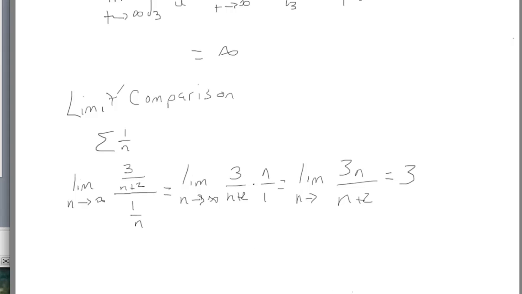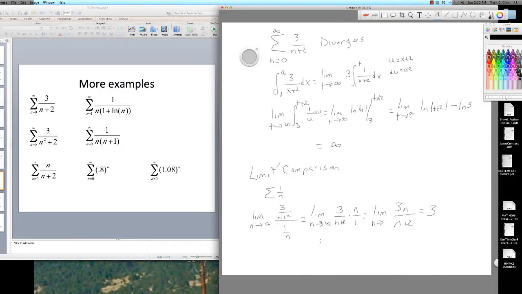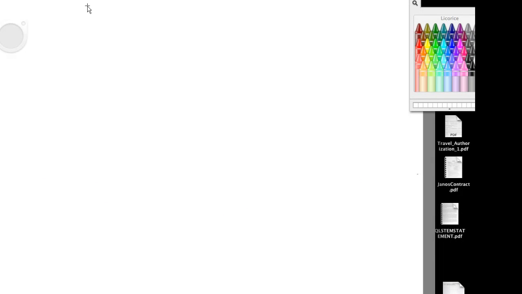So the limit comparison test says if the limit as n goes to infinity of the ratio between the terms of two series is a constant, then the two series converge or diverge together. Since we know the harmonic series diverges, we know that the series, the sum of 3 over n plus 2, diverges as well.